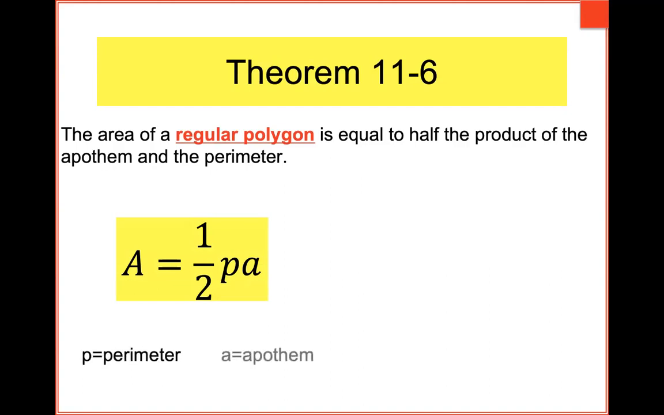So P for perimeter, A for apothem. Well, if you're using a calculator, PA divided by 2. Either one of those forms. The PA divided by 2 is not in the book, but most people who type these values into a calculator would use that form on the right.